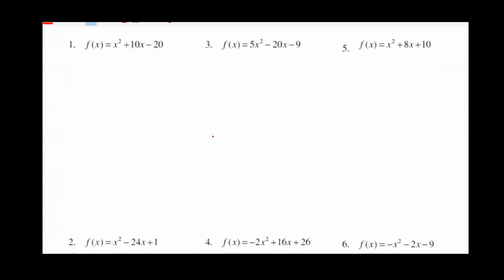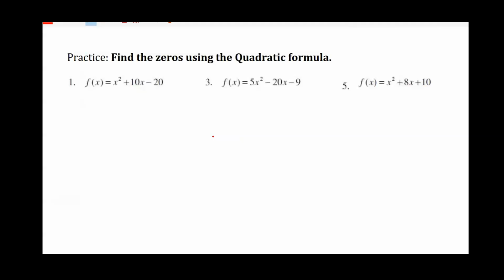All right. So we have some practice problems. Let's just do the top three: 1, 3, and 5. Quadratic formula. I know you guys are thrilled. So A is 1, B is 10, C is negative 20, and then essentially it's just a lot of craziness.